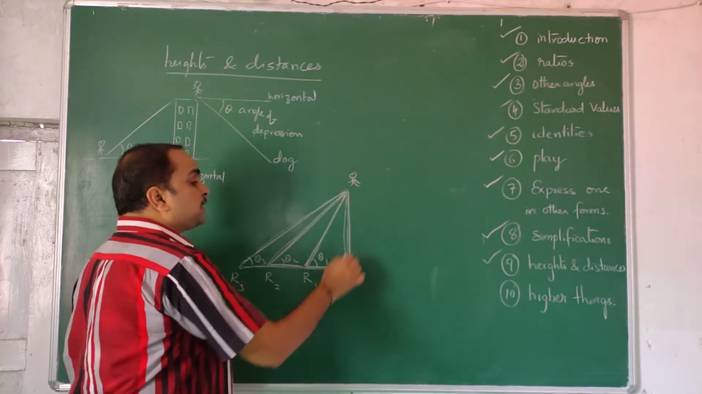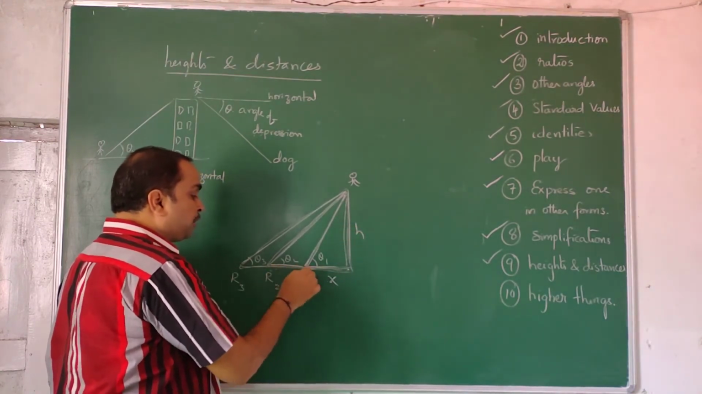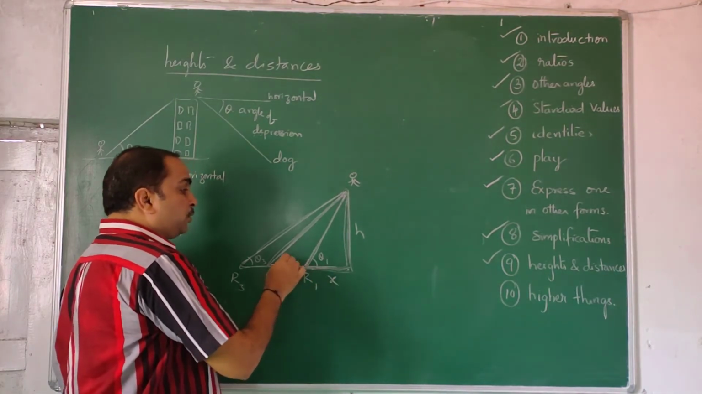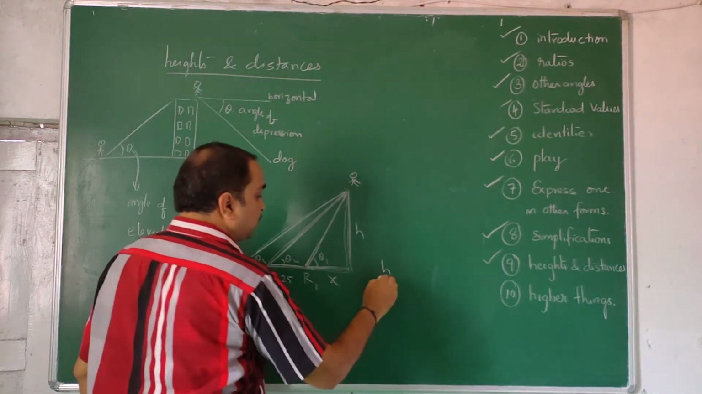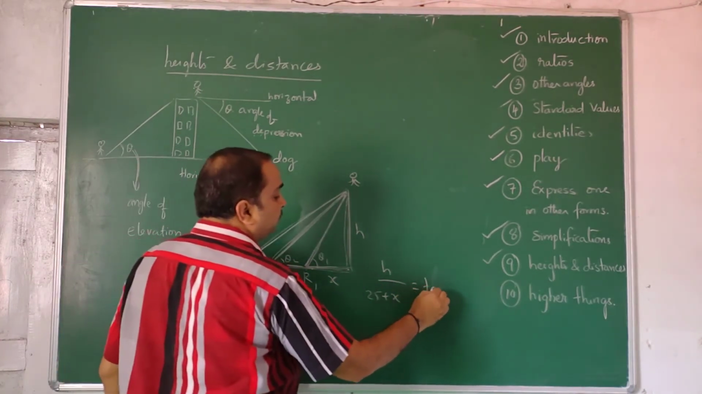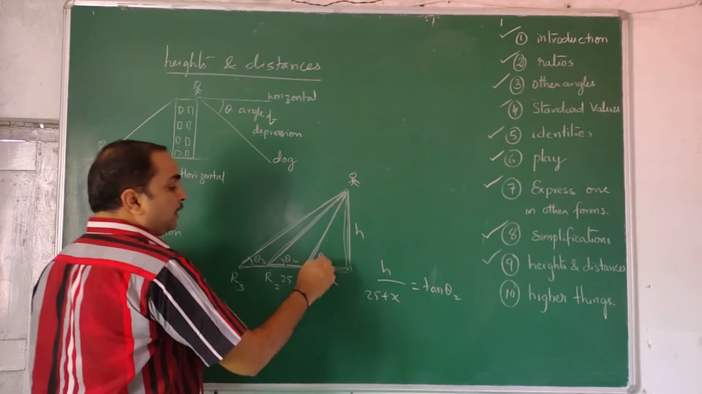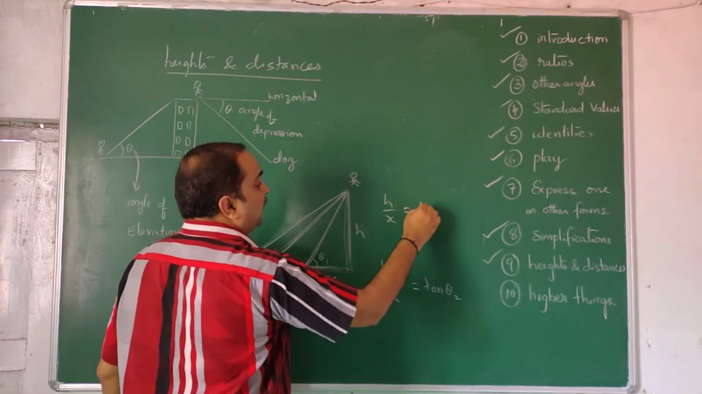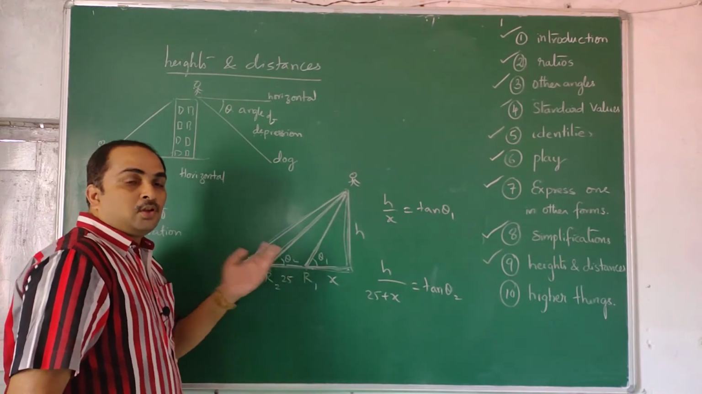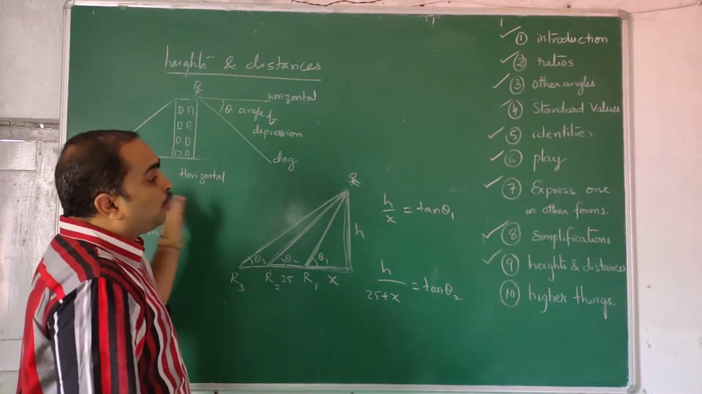They give this distance, they may not. They ask you height, they may say that these 2 persons are separated by 25 meters. So h by 25 plus x is equal to tan of theta 2, this angle we want. h by x is equal to tan of theta 1. They will give that data. So simple logic, I'll tell you, throughout heights and distances.